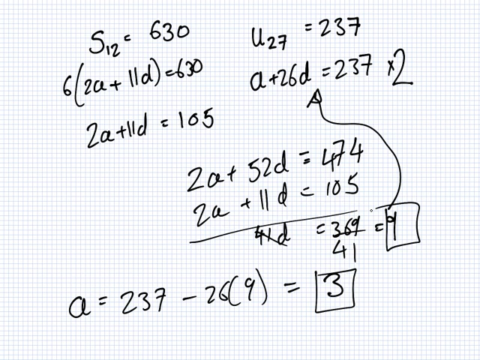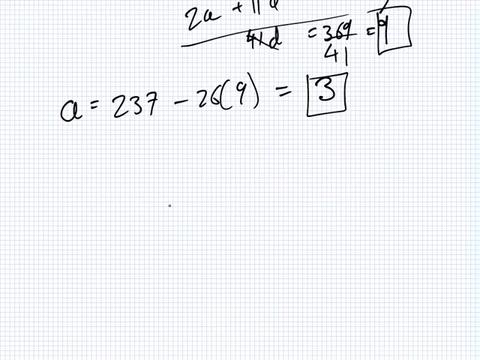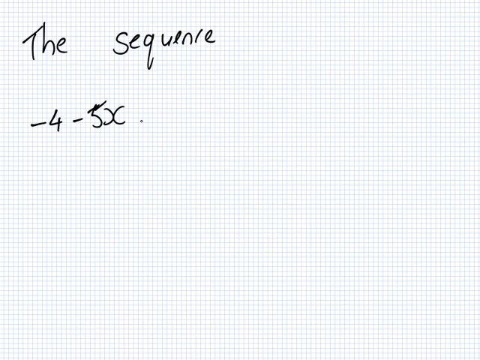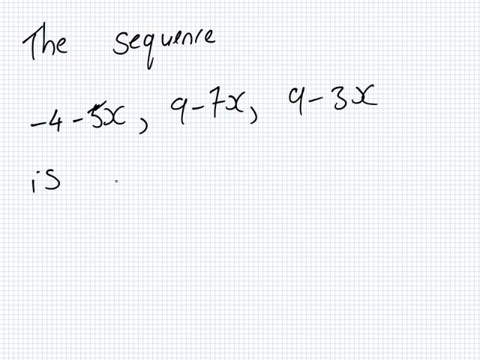Okay. Let's do another one like this, but a little bit harder now. Continue? Yes? Okay. The sequence minus 4 minus 5x, 9 minus 7x, 9 minus 3x is arithmetic. Guys, come on. Find x.